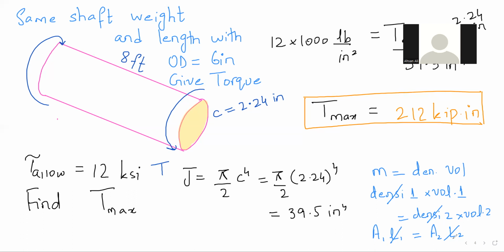Look, do this. Pi multiplied by 2.24 power 2. That will give you the area of the solid object, the whole of this question. Equate this to pi times C2 power 2 minus C1 power 2, and C2 I gave you.